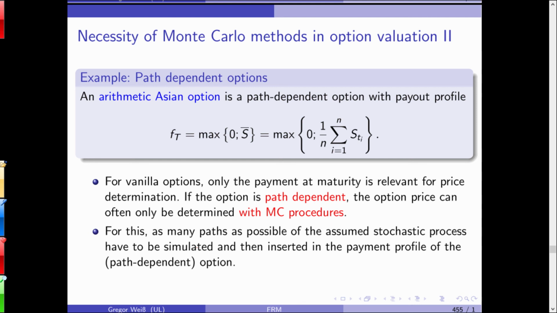If it is path dependent, Black-Scholes does not yield an analytical pricing formula. You need Monte Carlo simulation in order to get the price.